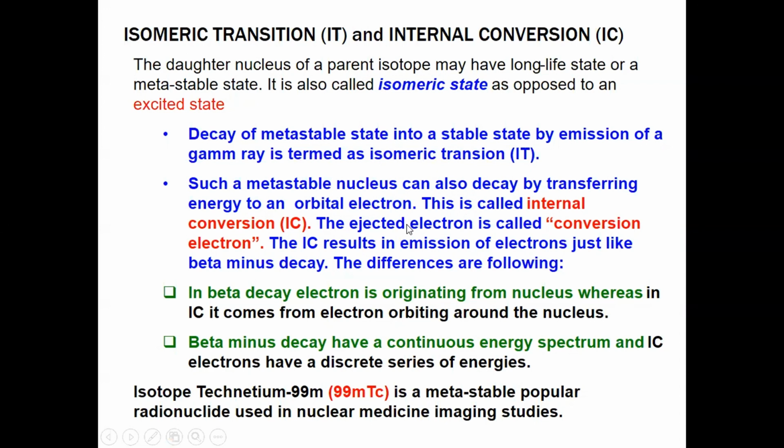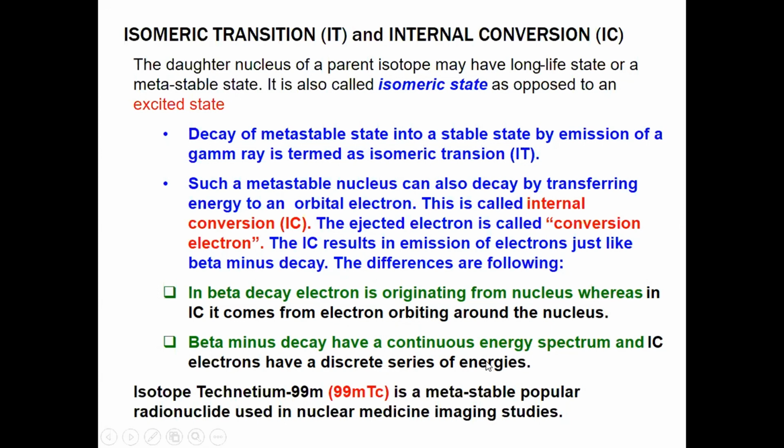Once it is in an excited state, it can live a little bit longer as an isomeric state. If the metastable nucleus decays by transferring energy to an orbiting electron, that is internal conversion, and the ejected electron is an internal conversion electron. It is just like a beta minus decay, but the difference is that beta decay electrons come from the nucleus, whereas IC electrons come from the electrons orbiting around the nucleus.